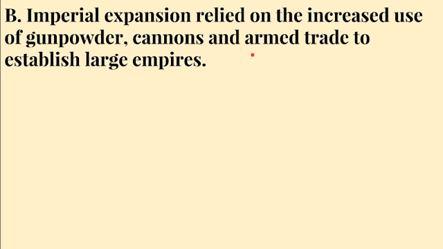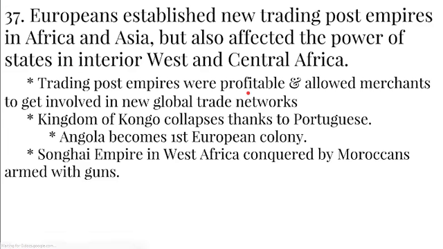The big technology of this time, of course, is gunpowder, right? This is the early modern era, the era of the gun. The Europeans are going to use their gunpowder to establish trading post empires. They're going to have trading posts on the African coast. They're going to have trading territories in Asia. And the Europeans are going to use guns, or their access to guns, to dominate, right?